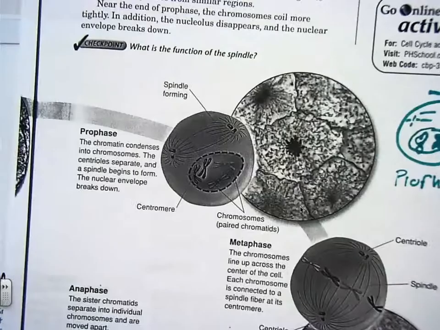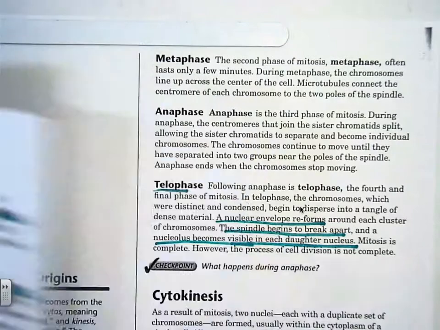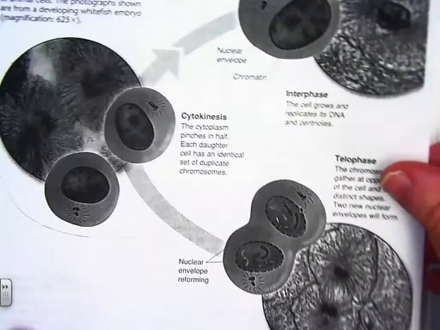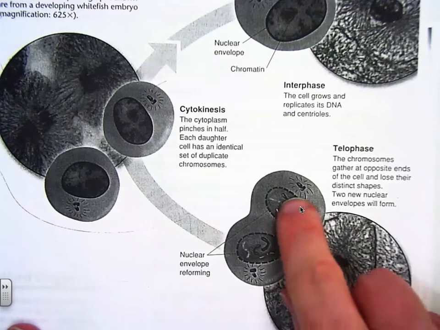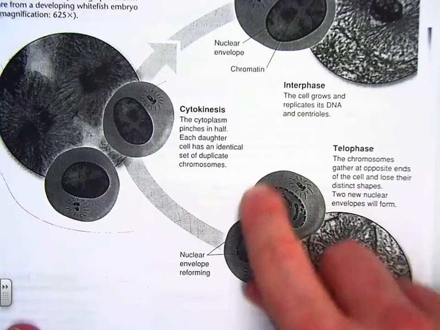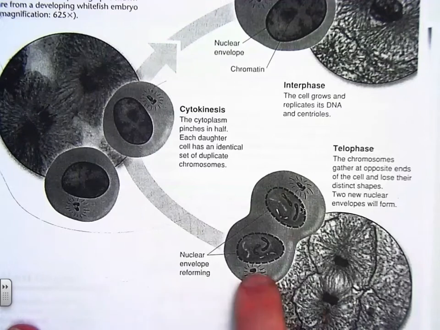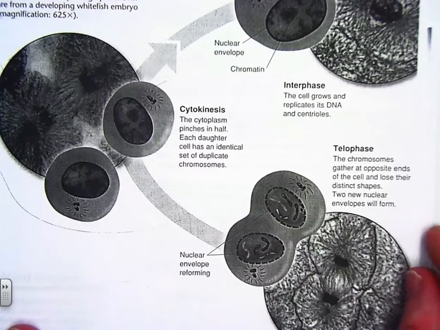Alright, here we go. Here is telophase. Basically, in telophase, the chromosomes start to dissolve. You got the nuclear envelope coming back again, and the spindle fibers disconnect. That is called telophase.